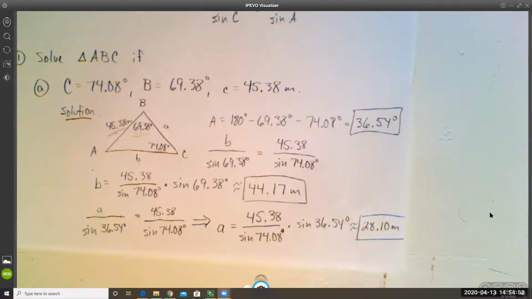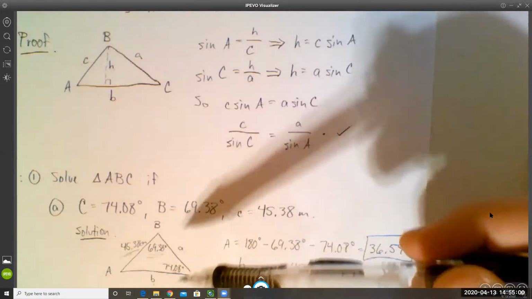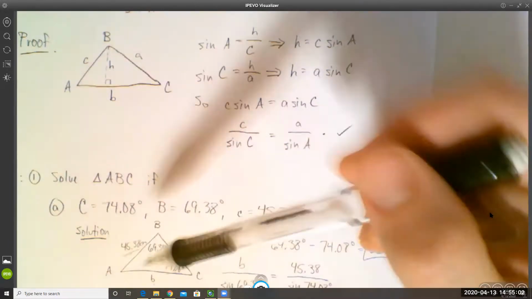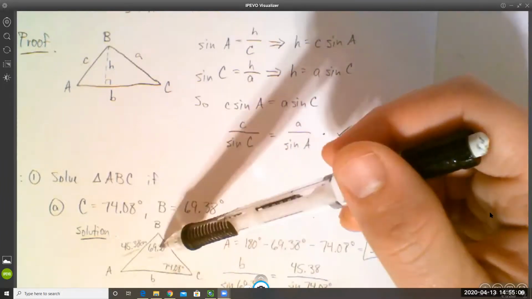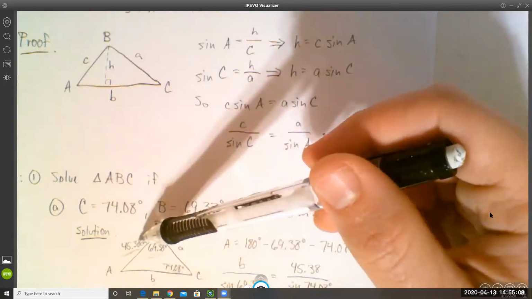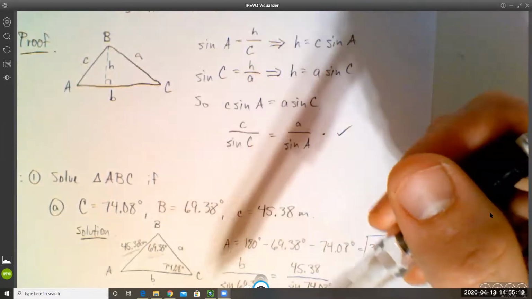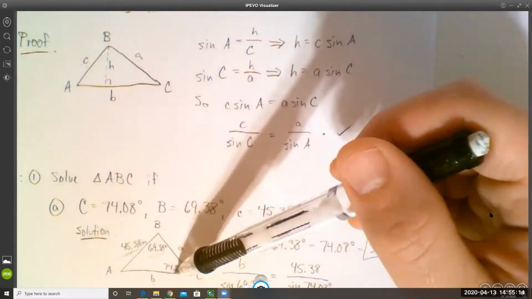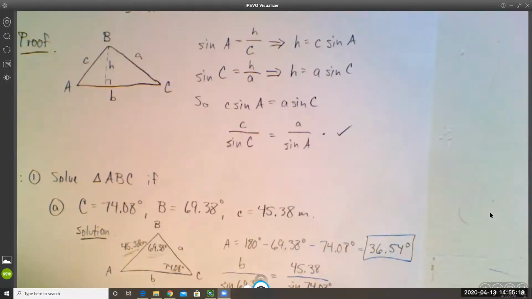Okay, let's do another one. By the way, I guess I should have pointed this out before we got going. The pieces of information we started with were this one, and this one. So this would have been an angle, angle, side case. Or I guess a side, angle, angle, right?